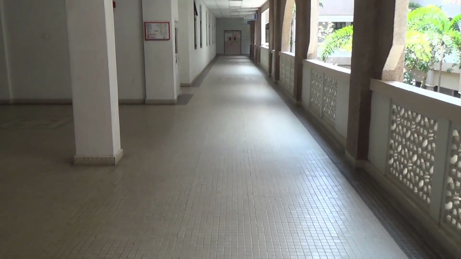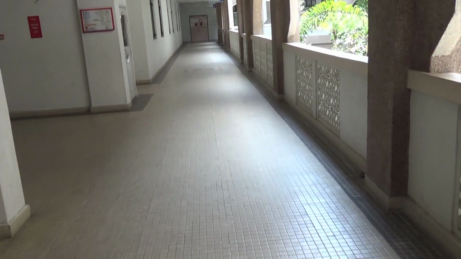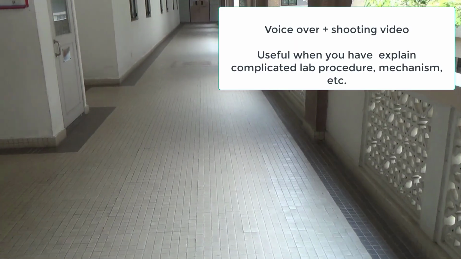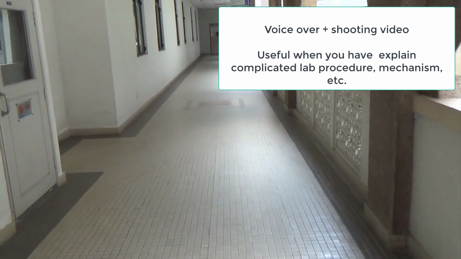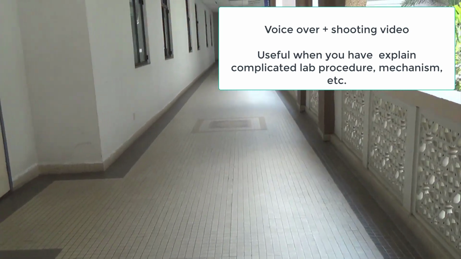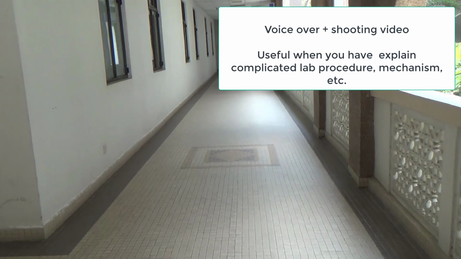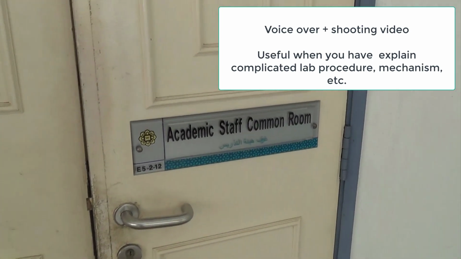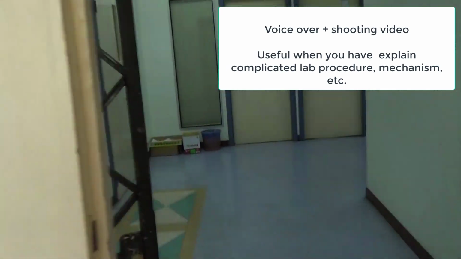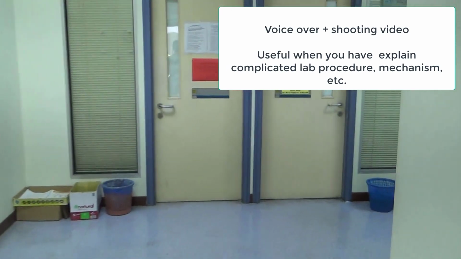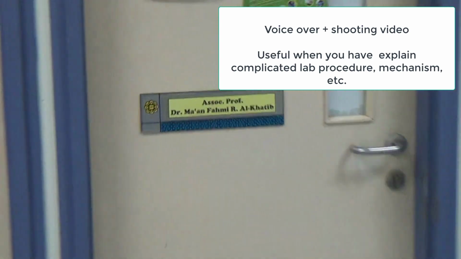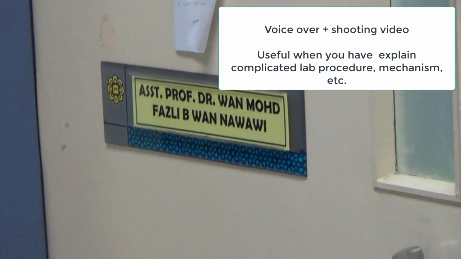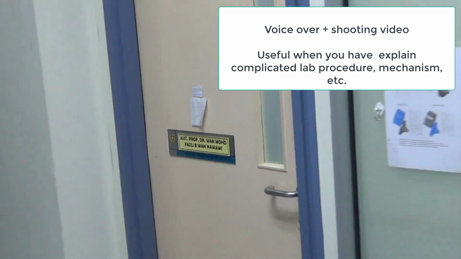You can also do a voiceover while taking a video. This is particularly useful if you have a very complex mechanism to explain that cannot be presented well by using image or words alone. For example, if I want to tell you where is my room, I just say go to E5, level 2, and then go to the academic staff common room, open the door, and then step inside for a while until you see Dr. Wan's room. So turn right, and that's it. That's my room.